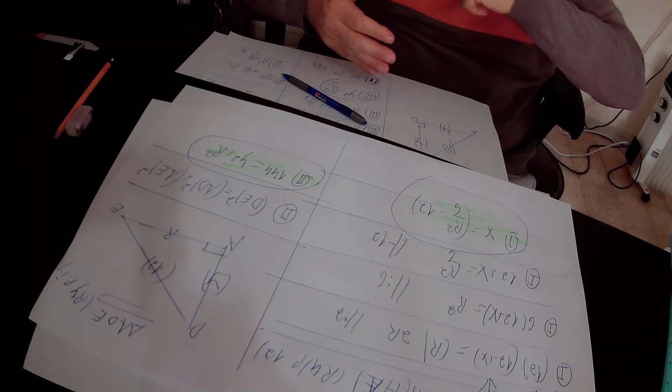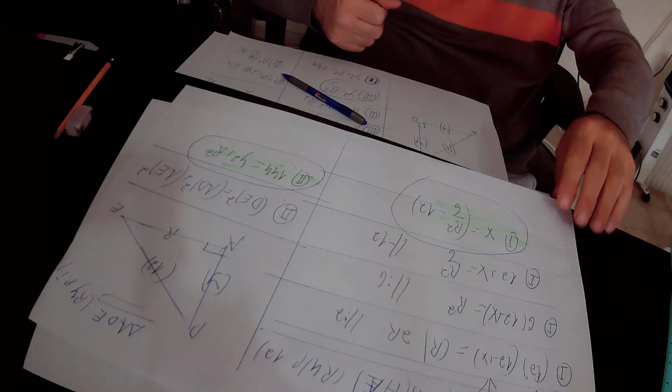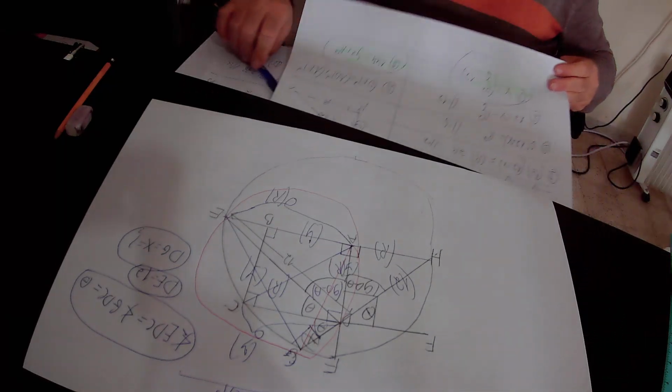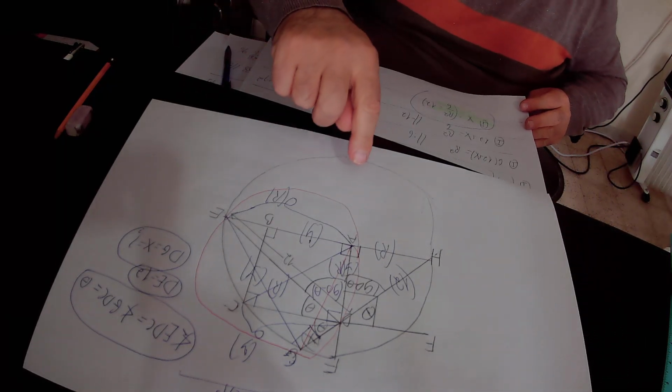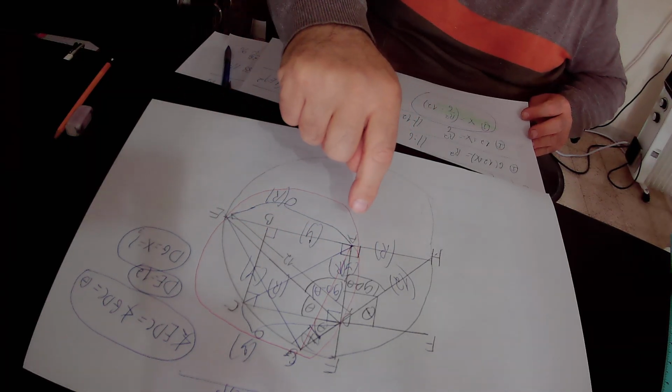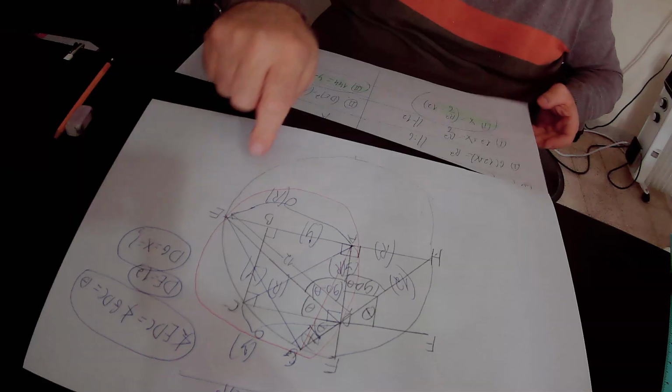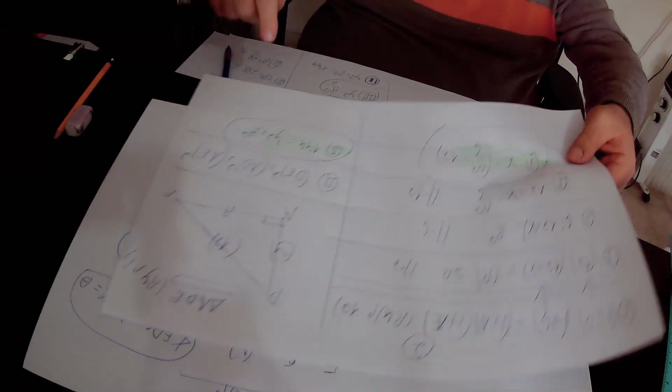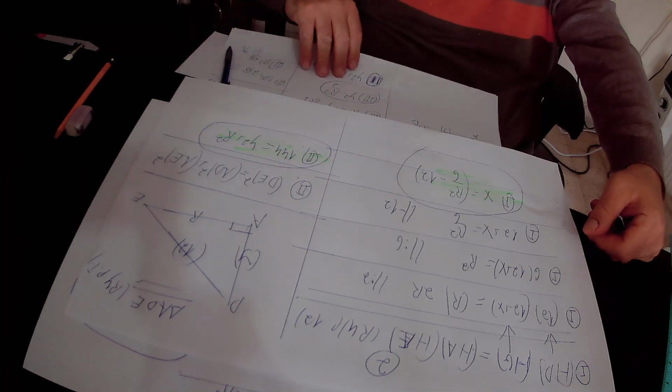X is the variable that we are looking for in this question. In the next step, I copied this right triangle ADE in a new page and implemented the Pythagoras theorem in this right triangle ADE. This is the right triangle ADE that I copied from the original drawing.